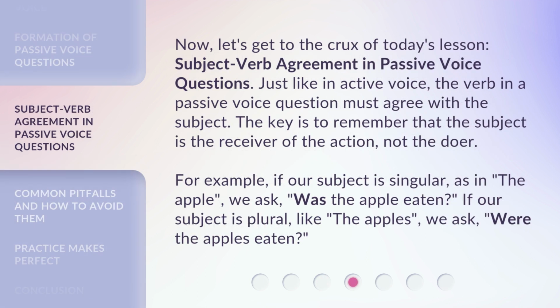Now, let's get to the crux of today's lesson: subject-verb agreement in passive voice questions. Just like in active voice, the verb in a passive voice question must agree with the subject. The key is to remember that the subject is the receiver of the action, not the doer. For example, if our subject is singular, as in, the apple, we ask, was the apple eaten? If our subject is plural, like, the apples, we ask, were the apples eaten?